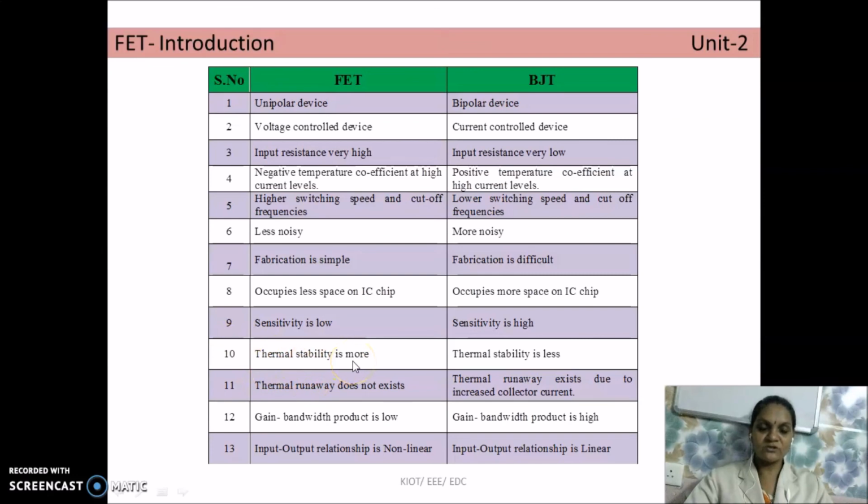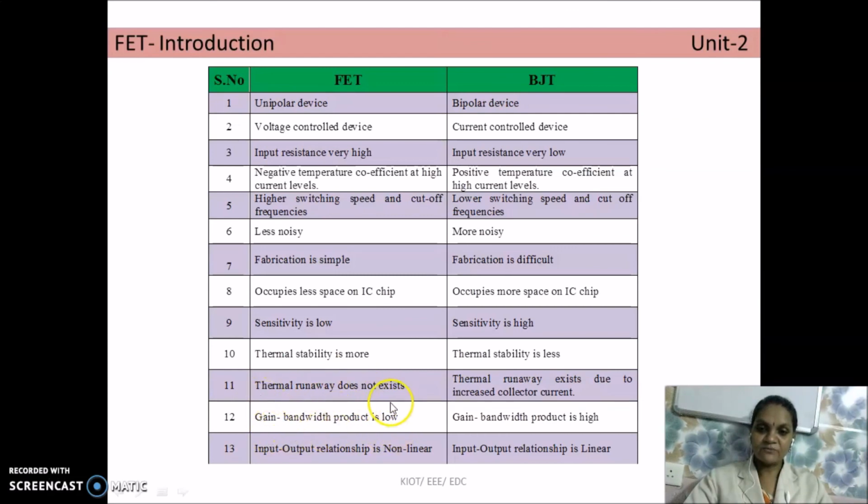Thermal stability is more. Whatever may be the changes in temperature, the FET is more stable. Thermal runaway: if the device is used for a long period of time, there may be heat dissipation. If heat dissipation increases, the temperature of the device increases. If temperature increases, since this is a positive temperature coefficient, current also increases, so this may result in breakdown. Thermal runaway will be more high. Whereas here this does not exist, because of the negative temperature coefficient. Whatever the increase in temperature, current starts to decrease. So it will not overheat the transistor. So this is for safety purposes.